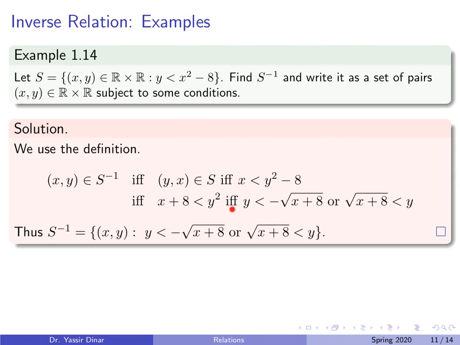And this gives me a condition. So (x, y) belongs to the inverse of my relation S if and only if these conditions happen. That means I can define my relation S inverse as the set of all pairs (x, y) such that y is less than minus the square root of x plus 8, or y is greater than the square root of x plus 8.